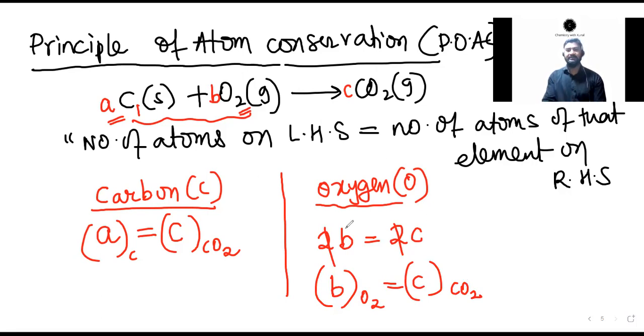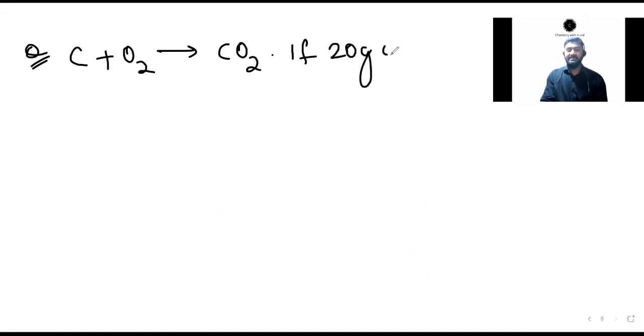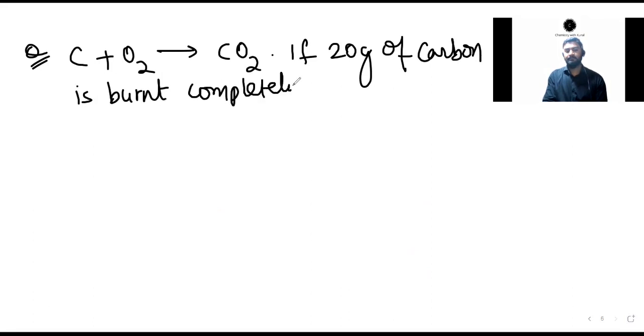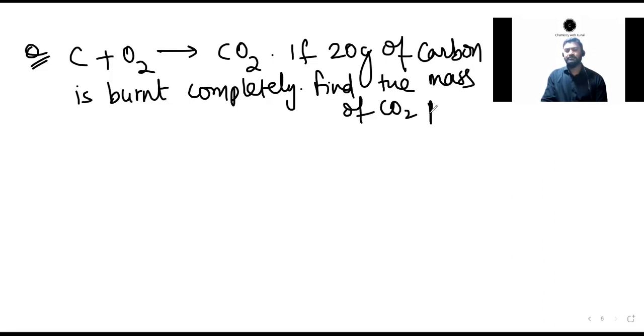Now, how can I use this for numericals? So let me give this question. First, take a screenshot. Okay, let's go to the next page and see how to do a numerical based on this principle. So question: C plus O2 gives CO2, same equation, nothing new. If 20 grams of carbon, same question, is burnt completely, find the mass of CO2 produced.